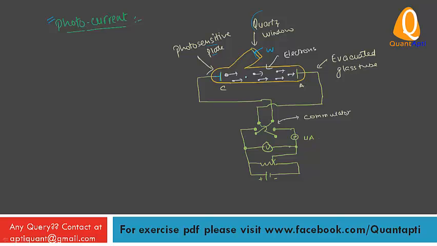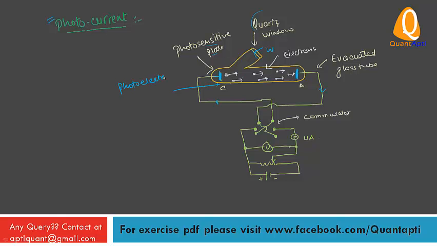The electrons are emitted by the cathode and are collected by the plate anode A, which flow through the circuit and back to the cathode. Now the electric current is established in the circuit from A to C. If electrons are emitted from the cathode and collected by the anode, the electric current is established in the circuit from A, the anode, to C. This current is known as photoelectric current.